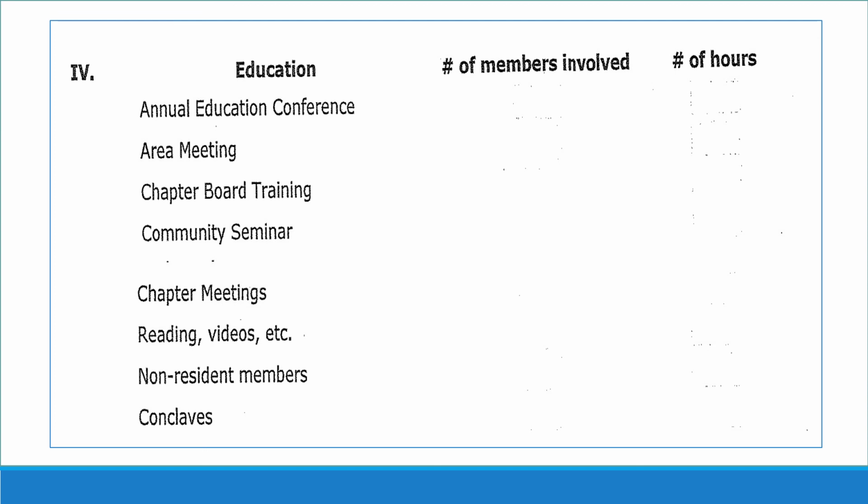The fourth category is education. These hours will be totaled from the hour sheets and should just be counted for active members, not associate or life members. However, if an active member drops during the year, you can still use her hours in your total numbers. Subcategories are AEC, area meeting, chapter board training, chapter meetings, and various other ways chapter members can receive ed hours. Total these hours for each subcategory and place the number of members and the number of hours for each line.